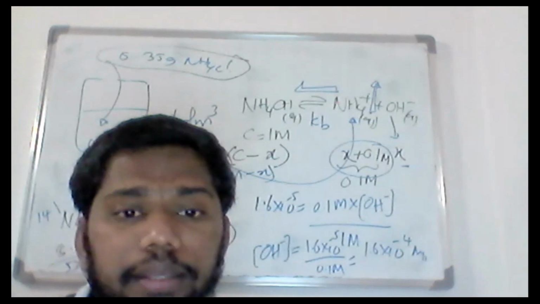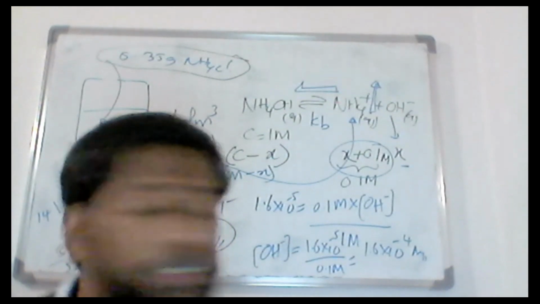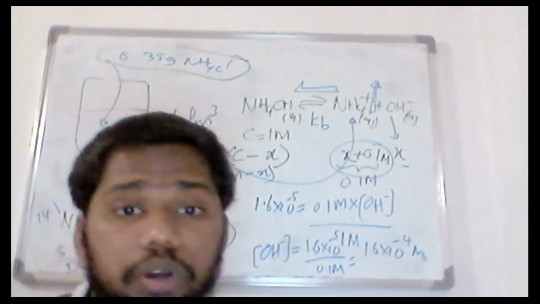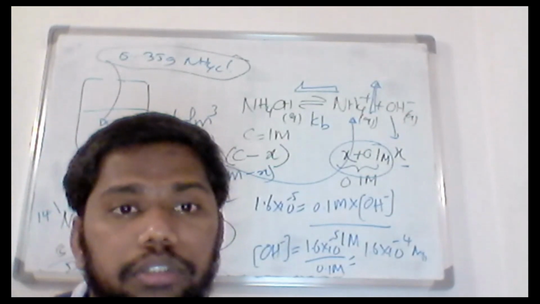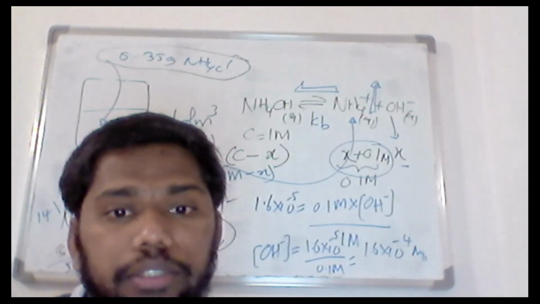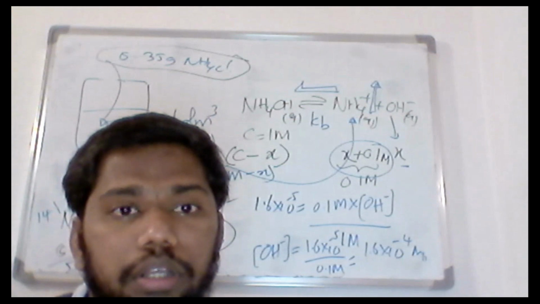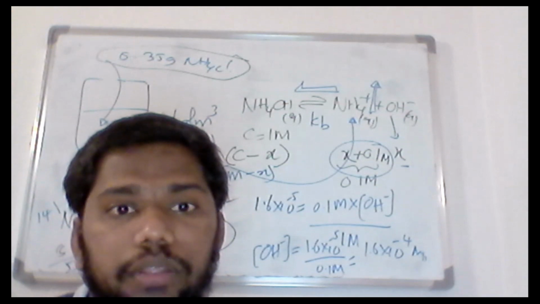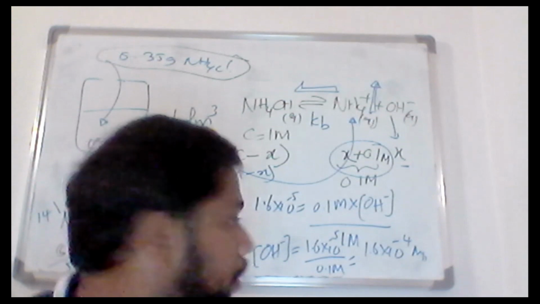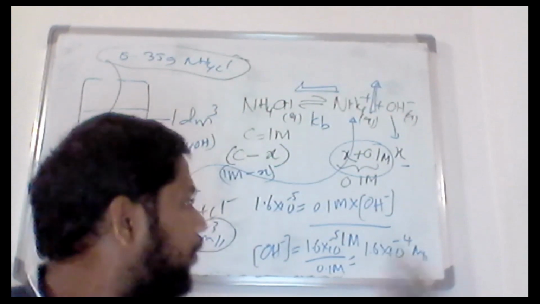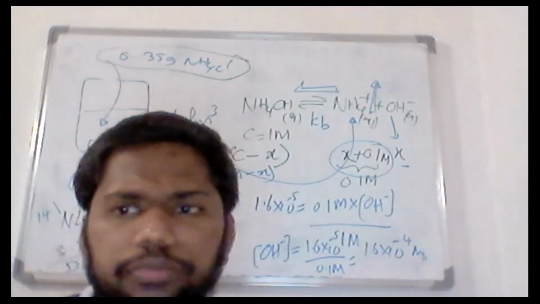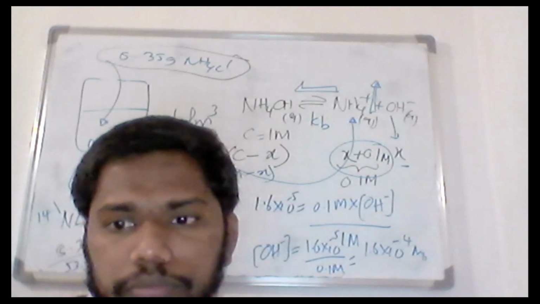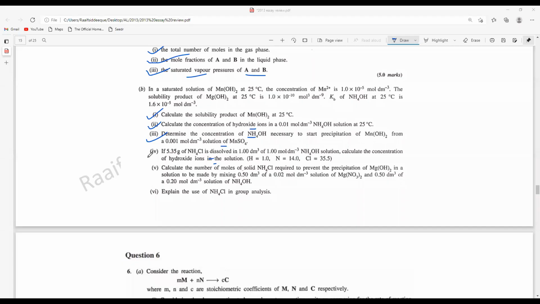So give me a second, just to check to make sure everything is fine. Okay. So it is 1.6 into 10 to the power minus 4. Yes, that is correct. So this is a common ion effect.